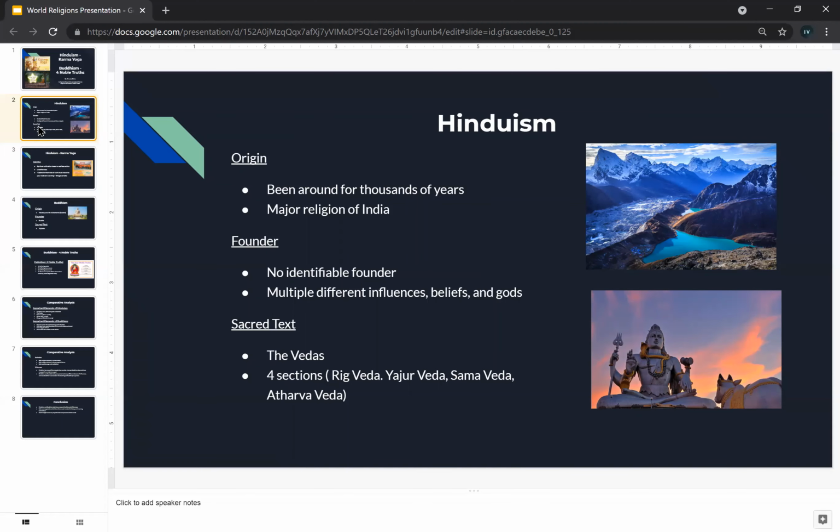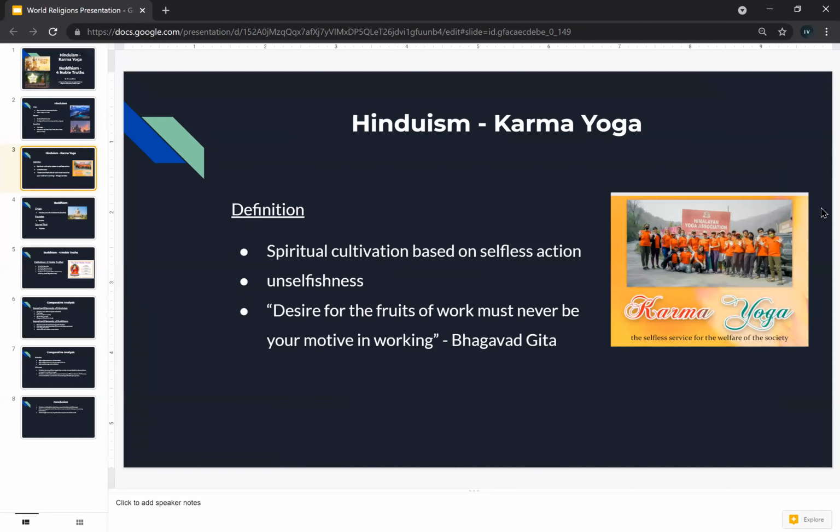So in terms of the specific topic of Karma Yoga, it actually is the spiritual cultivation based on selfless action. It's the idea of being unselfish and doing things not for personal gain. And there's a quote that was in our book by Bhagavad Gita that states, "Desire for the fruits of work must never be your motive in working." And this basically means that you shouldn't do things just because you get something out of it, but you should do things because you want to.